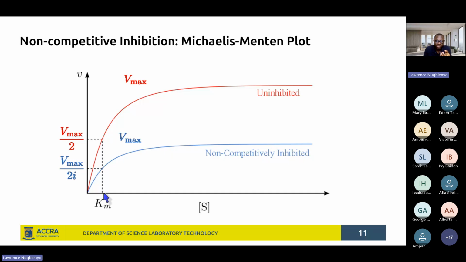The same amount of substrate, which is giving you half of the maximum rate of the reaction for the uninhibited, is giving you half of the maximum rate of the reaction for the inhibited reaction, except that the rate of the inhibited reaction is lower, even though you are having the same amount of substrate in there. So that is the difference that you have between competitive and non-competitive inhibition.